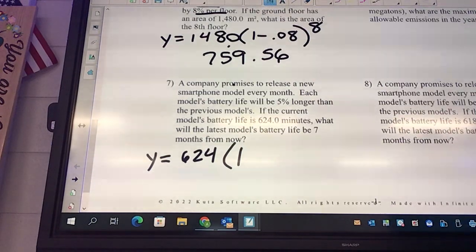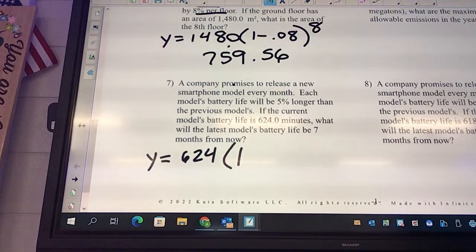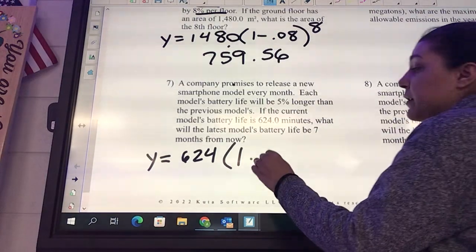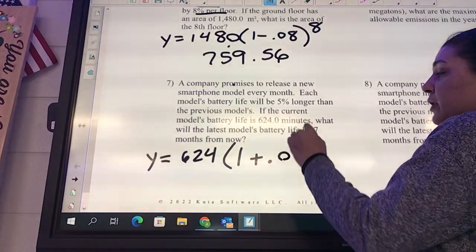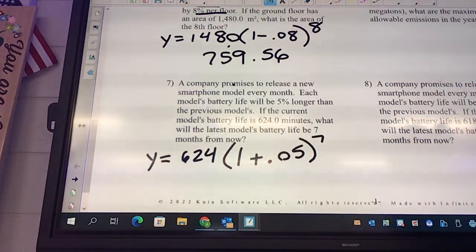Okay, 1, plus or minus? Plus. Why? Because it says 5% longer, like each battery for phones. So up every time. Next month is my phone gonna have more or less battery time? More. Okay, so it's gonna be plus what? 0.05. Good job. To the 7th month.